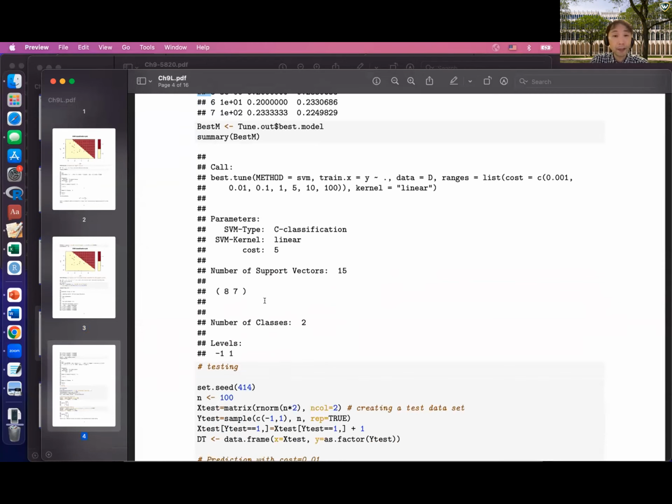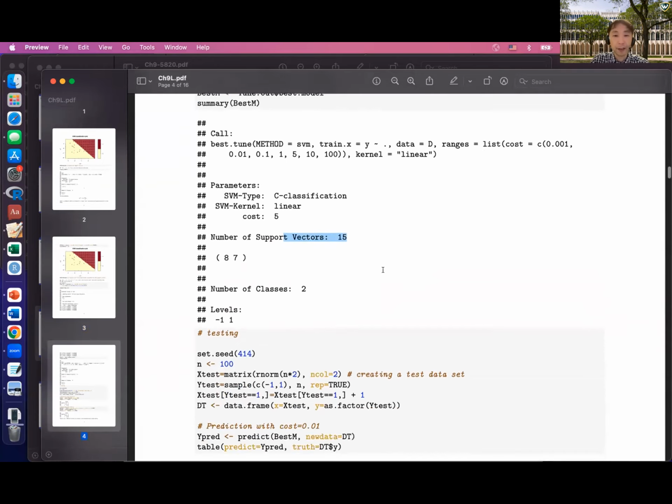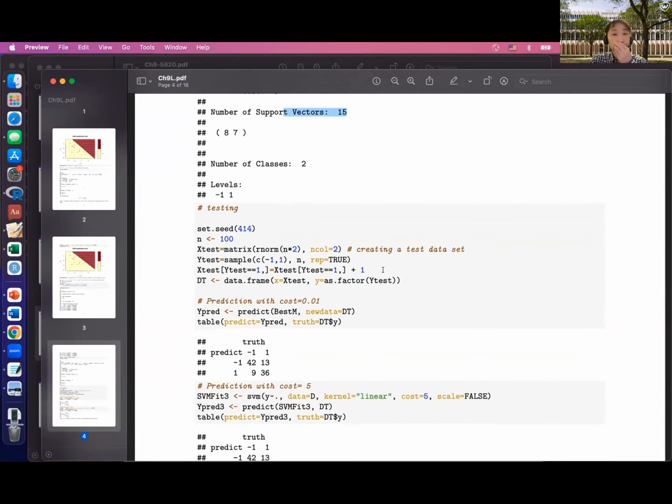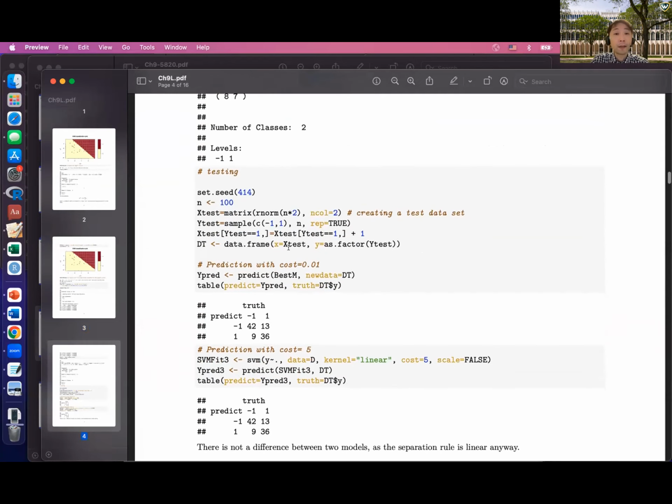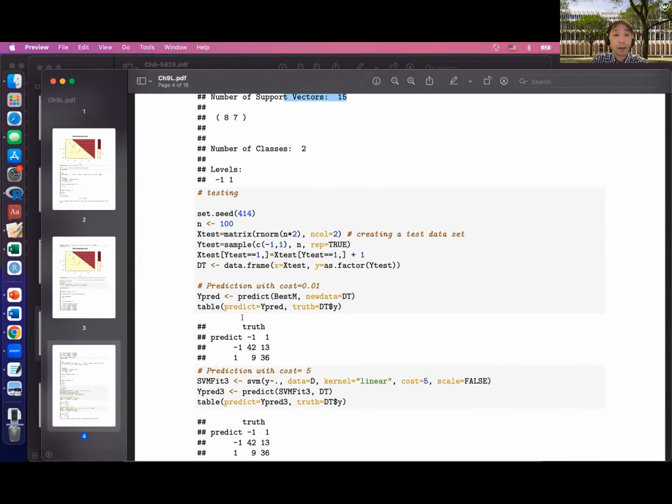You can investigate what's happening with the support vectors. The number of support vectors is 15, which I think is the same as the previous result. And this is the prediction performance. All right.